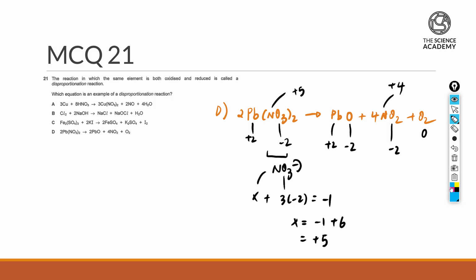And doing a comparison here, you can see that lead did not have any change in oxidation state. But oxygen in the nitrate did go from -2 to 0. This is an oxidation event that's happening. And for nitrogen, it went from +5 to +4. This is a reduction event that's happening. So all in all, the correct answer for this question would have been B, as chlorine went through a disproportionation reaction by going through oxidation and reduction at the same time.